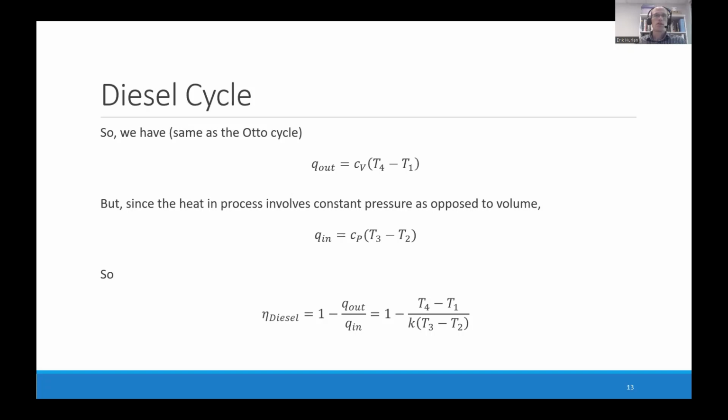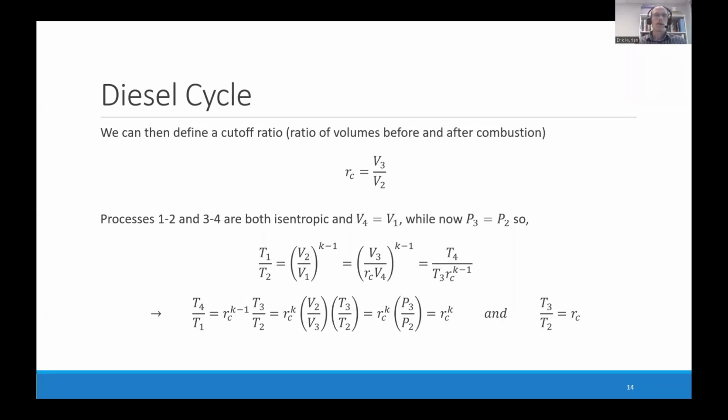So the efficiency of the diesel cycle is given by eta diesel equals 1 minus Q out over Q in, equals 1 minus (T4 minus T1) over k times (T3 minus T2). This is similar to that of the Otto cycle, but now we have this additional factor of k in the denominator.